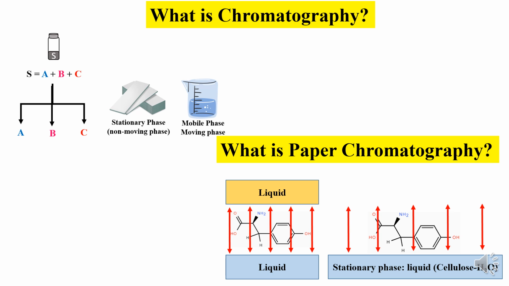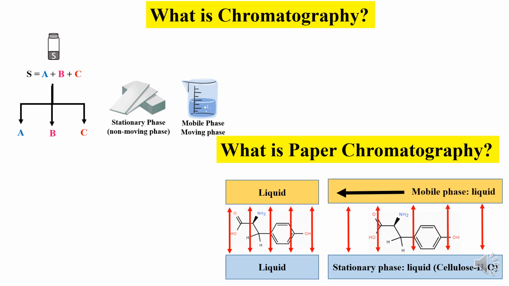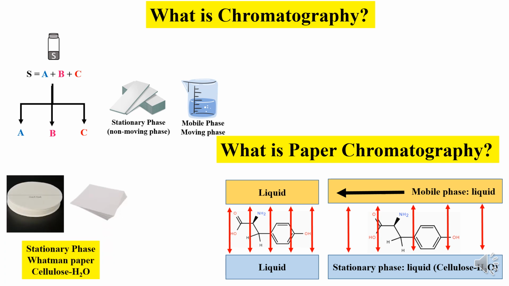Now stationary phase here is a liquid. It refers to the water layer that is adsorbed to the cellulose layers in the Whatman paper, while the other liquid phase is the mobile phase that moves over the stationary phase during the separation process. Now in the Whatman paper, the water layer is adsorbed over the cellulose layers in the filter paper and that acts as a stationary phase.